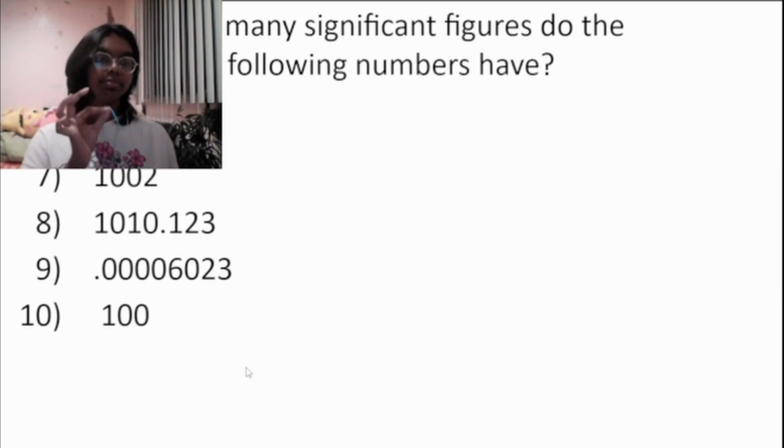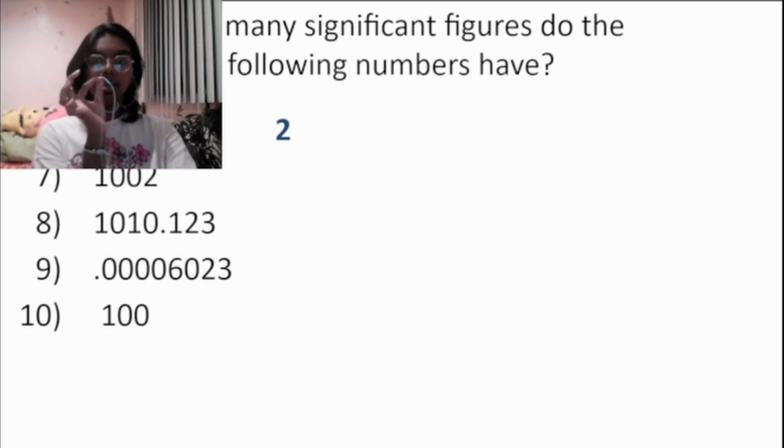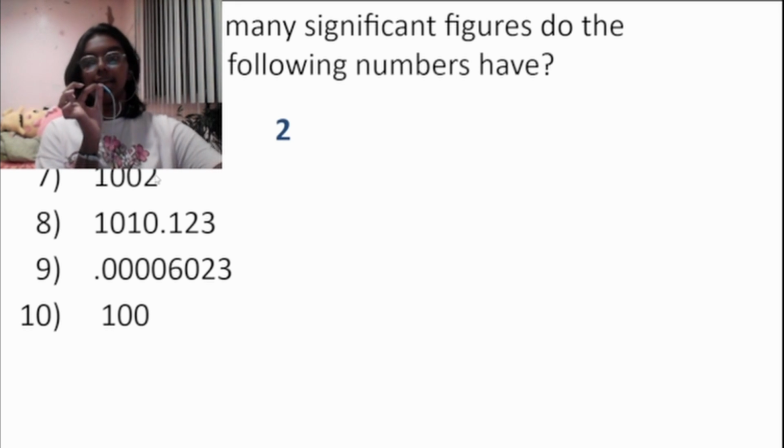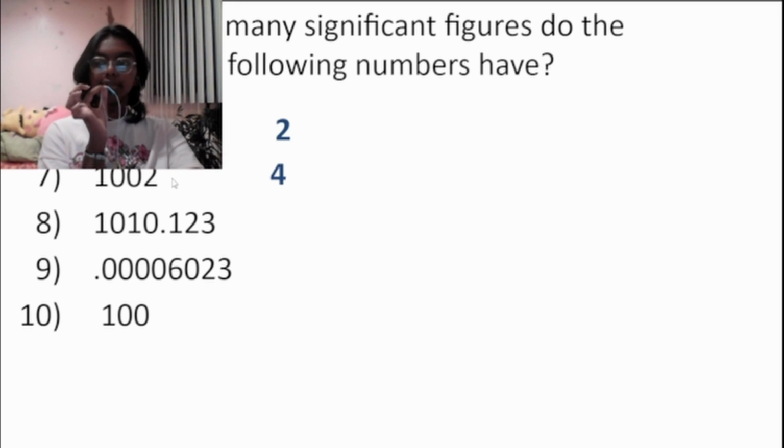Okay. Do these also. So pause the video and do that. Okay. Number 6 is 2. Why? So a decimal place is present. So you start on the left, right? So you skip the zeros. So you skip this one, and then you skip this one, and you get 1, 2. Number 7 is 4. Why?